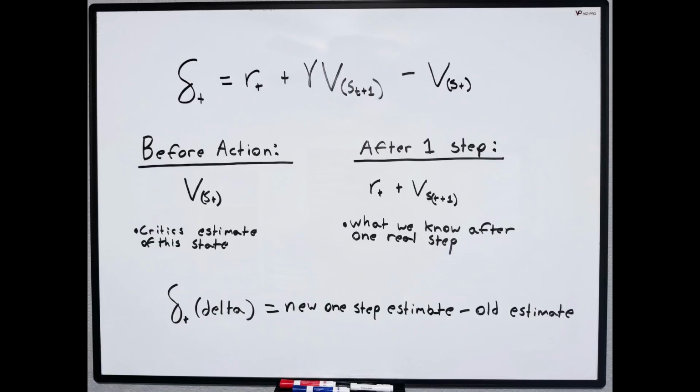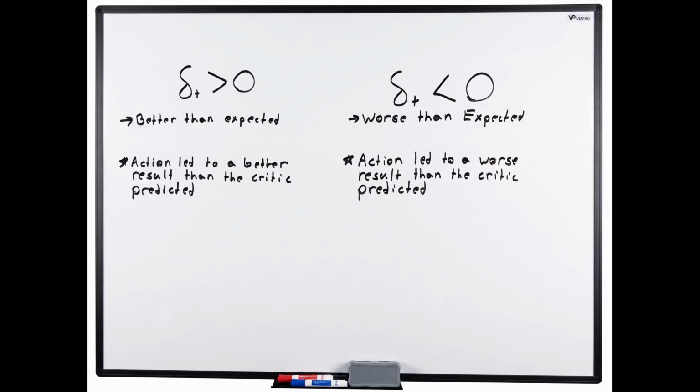So delta compares two things: what the critic thought this state was worth before the action, and what the state looks like after one step of actual experience. So delta is the reward now, plus the discounted value of the next state, minus the critic's original estimate of this state. If delta is positive, the action led to a better result than the critic expected. If delta is negative, it led to a worse result than the critic expected.